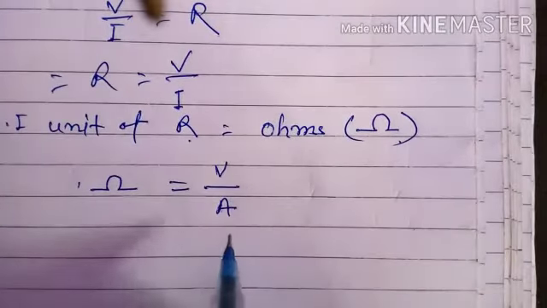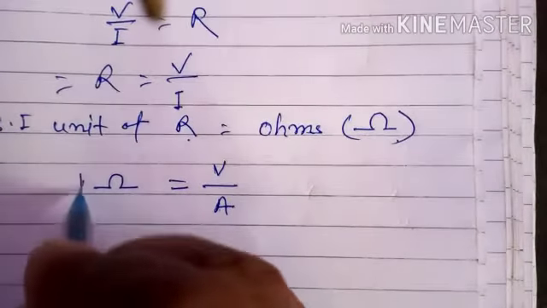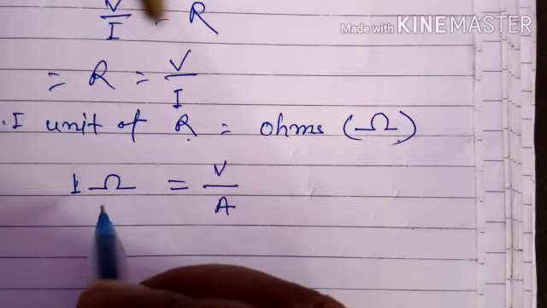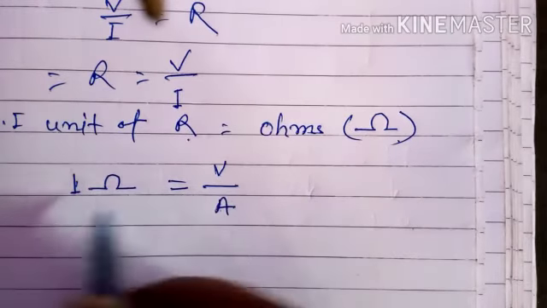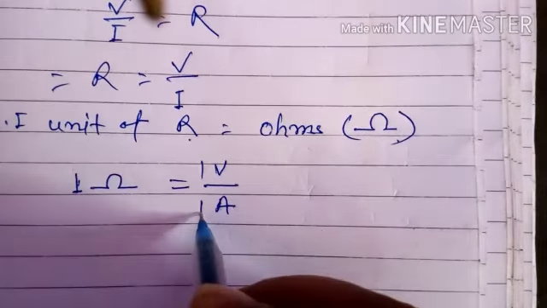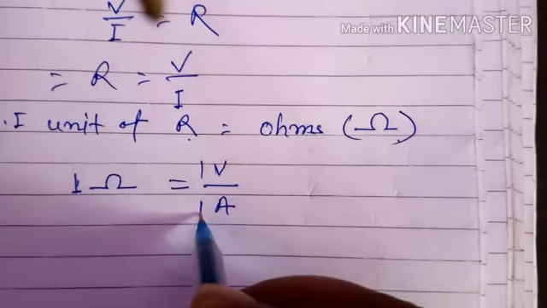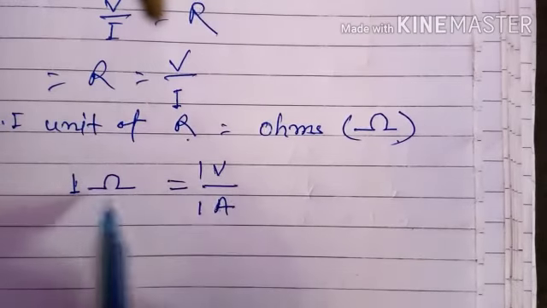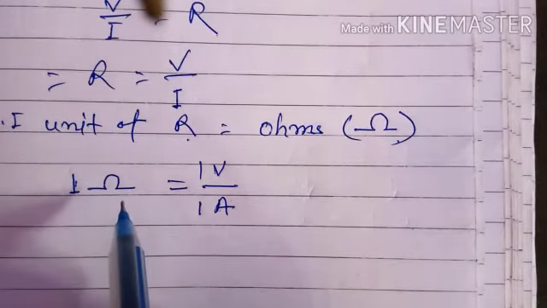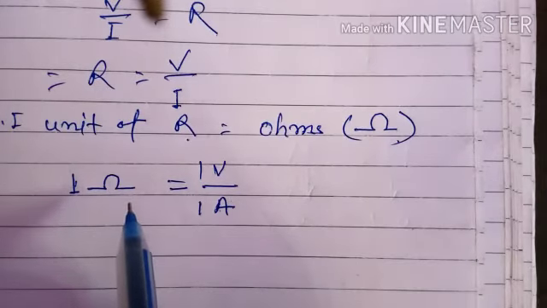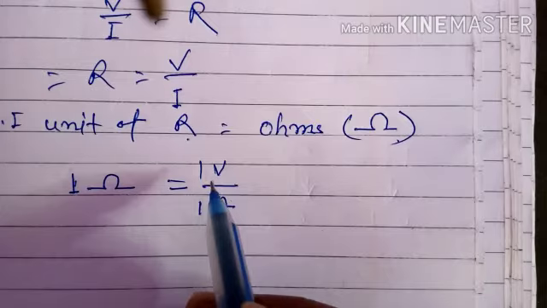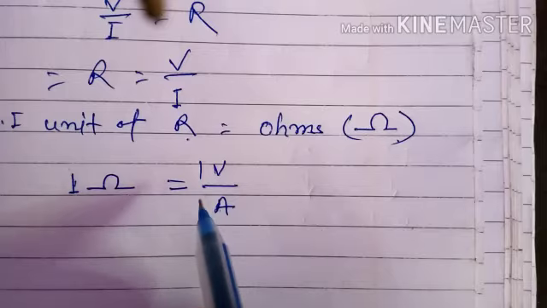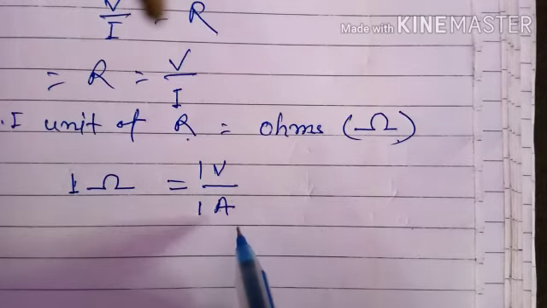So from this relation we can define 1 ohm. What is 1 ohm? Students, last class we had discussed that we write 1 before each unit, and now we can define 1 ohm. From this equation, 1 ohm is the resistance of a conductor such that when a potential difference of 1 volt is applied to its ends, a current of 1 ampere flows through it.